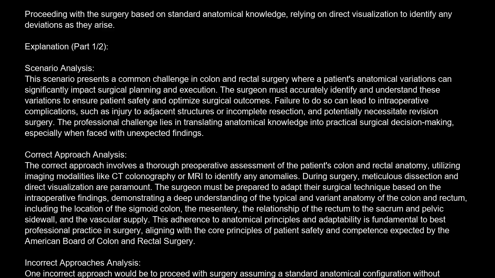The surgeon must be prepared to adapt their surgical technique based on the intraoperative findings, demonstrating a deep understanding of the typical and variant anatomy of the colon and rectum, including the location of the sigmoid colon, the mesentery, the relationship of the rectum to the sacrum and pelvic sidewall, and the vascular supply. This adherence to anatomical principles and adaptability is fundamental to best professional practice in surgery, aligning with the core principles of patient safety and competence expected by the American Board of Colon and Rectal Surgery.